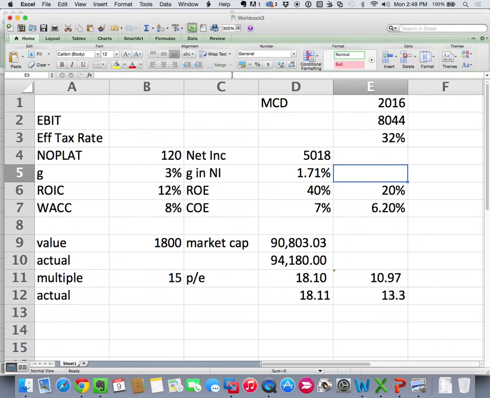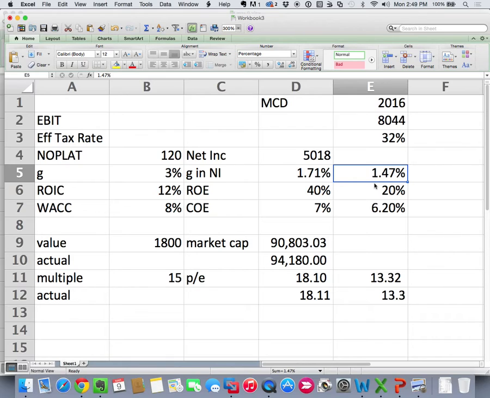So back to 1%, 2%, 1.5, 0.48, 0.47, somewhere in that range. This is what I mean by hiding in plain sight.